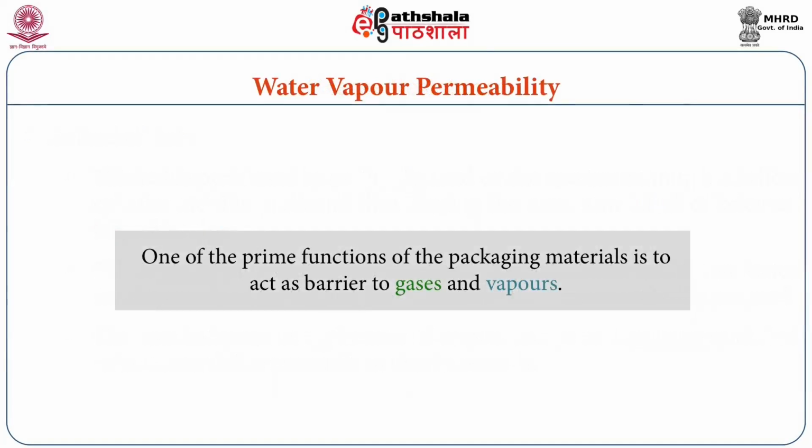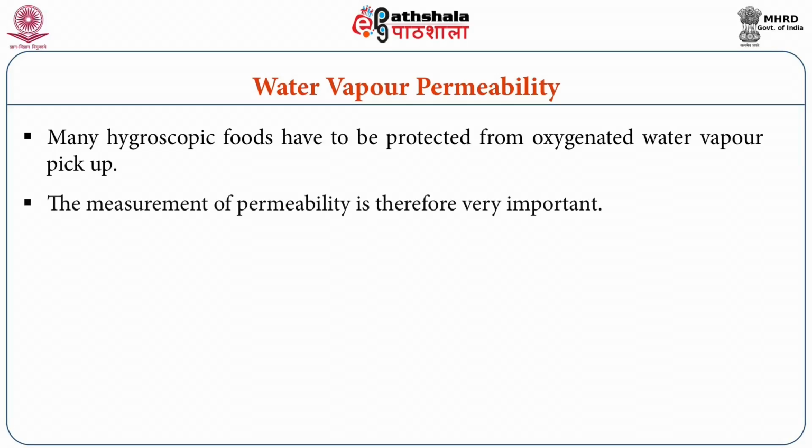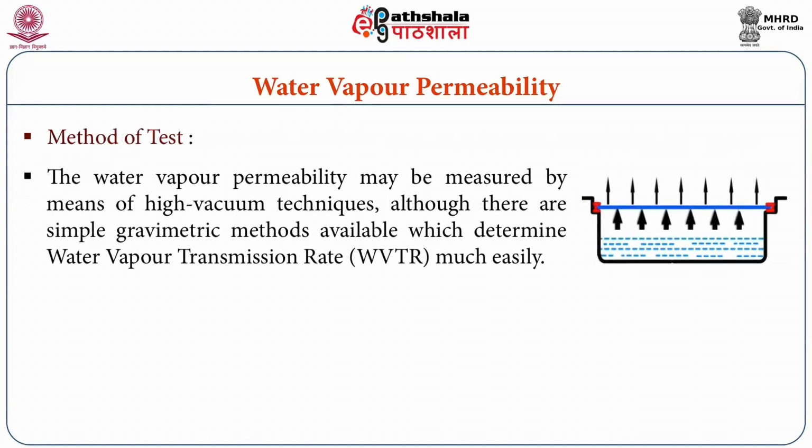Water vapor permeability. It is a very important test and one of the prime functions of packaging material is to act as a barrier to gases and vapors. Many hygroscopic foods like milk powders have to be protected from water vapor pickup. The measurement of permeability is therefore very important. The water vapor permeability may be measured by means of high vacuum techniques, although there are simple gravimetric methods available which determine water vapor transmission rate much more easily.